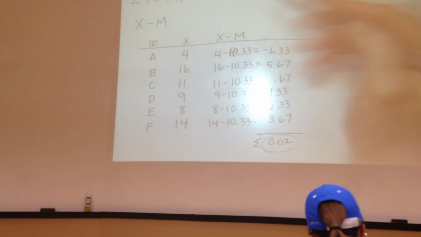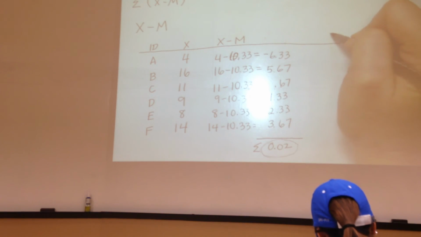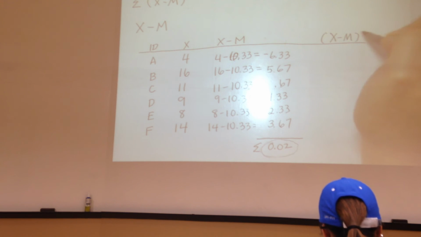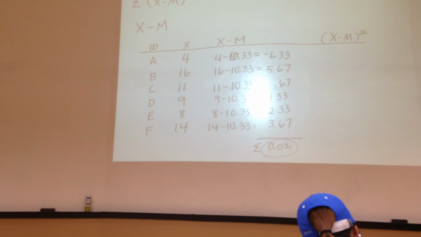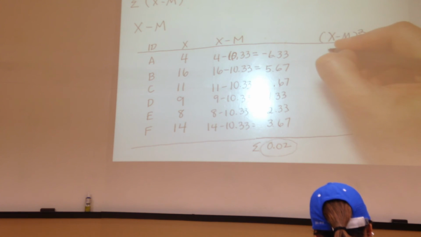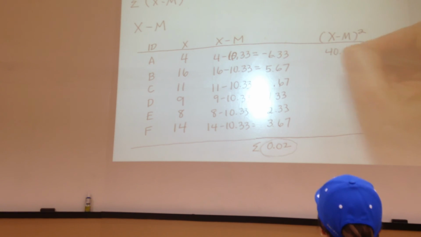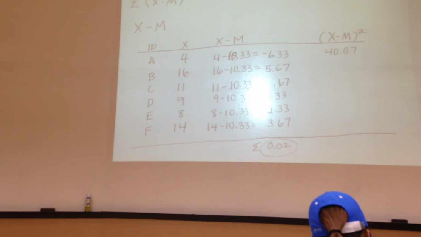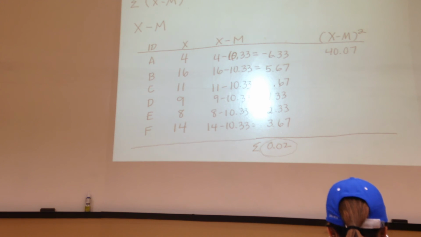Right. So now that I've got that, I need to square those things. So I'm going to square them. Square those deviations. So what is negative 6.33 squared? 40.07. Okay, we'll vote for 40.07. Yes, thumbs up. Okay, what about 5.67 squared? 32.15. I would vote for 32.15 and a thumbs up.